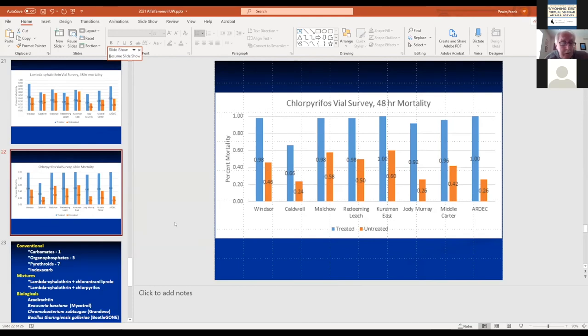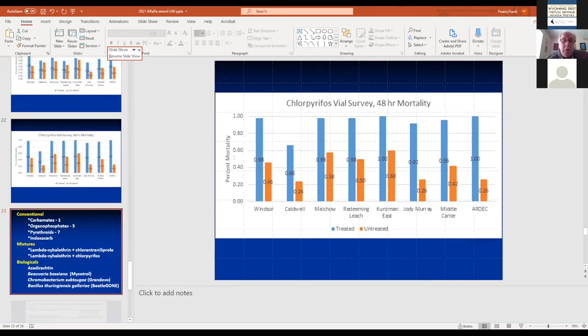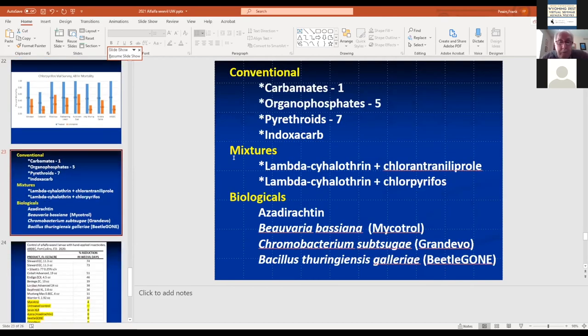As I indicated earlier, since we do have resistance, that raises the question as to what we can do about it. And I'm looking at this question just in terms of available alternatives. These are most of the insecticides labeled on alfalfa. Among the conventional insecticides, we have one carbamate, several organophosphates, even more pyrethroids, and then indoxacarb. Then we have a couple of mixtures that include lambda-cyhalothrin.